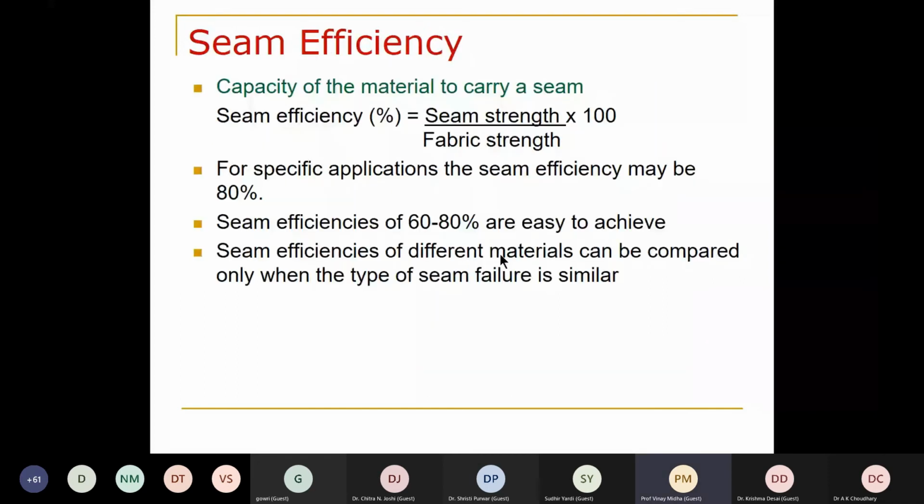Then seam efficiency I have already discussed. It is the capacity of the material to carry the load, the seam strength divided by the fabric strength. And for specific applications, it should be in the range of 80%. Because if it is more than that, it means the seam strength is high and the fabric is weaker. If it goes more than 100, then the seam is not failing and the fabric will fail. So they are normally in the range of 80%. Efficiencies in the range of 60 to 80 can be easily achieved when you go for sewing.